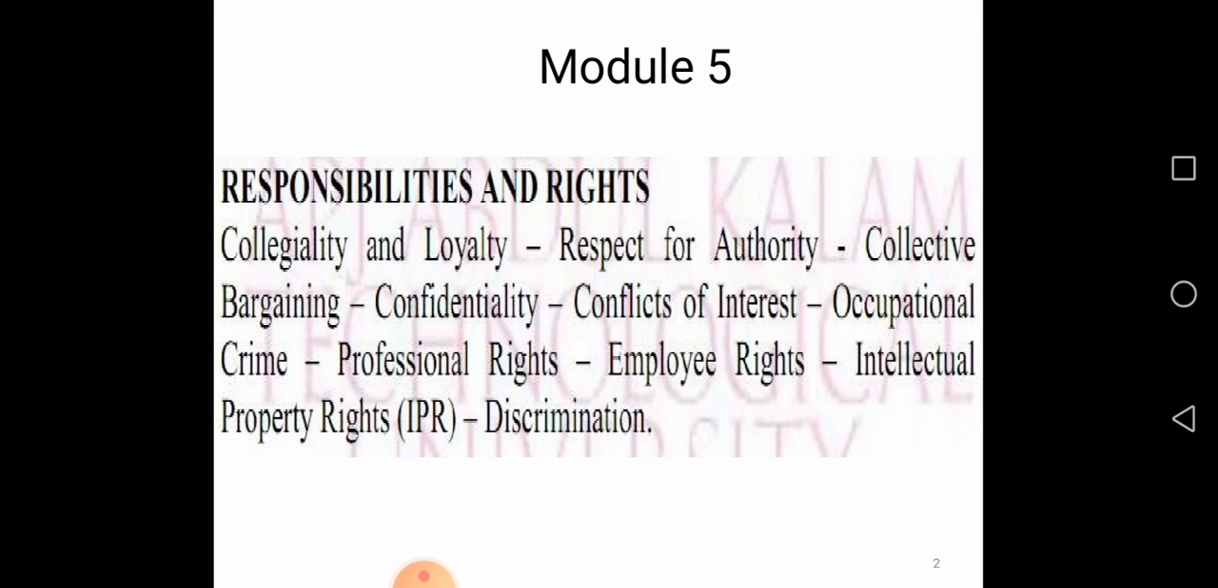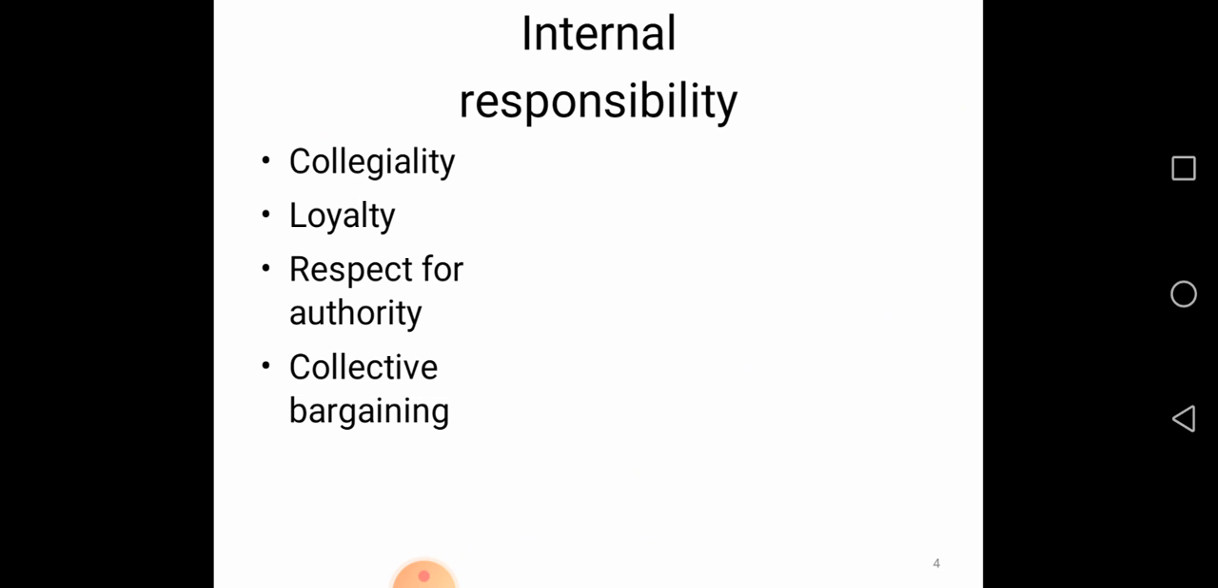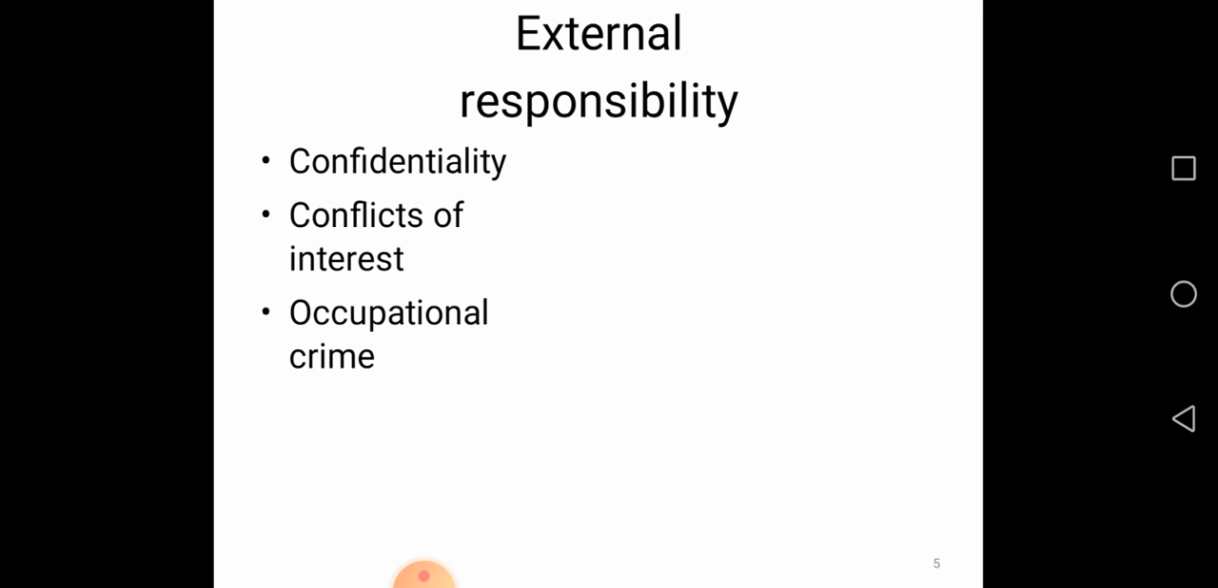Now to start with responsibilities of engineers, we are all engineers, and as engineers we have internal responsibility towards employer and external responsibility towards public. Now in internal responsibility, the main responsible factors included are collegiality, loyalty, respect for authority, and collective bargaining. And in external responsibility, we have confidentiality, conflicts of interest, and occupational crime. Now, these are some of the important responsibilities exhibited or held by engineers in society. We shall discuss in detail each of these responsibilities.